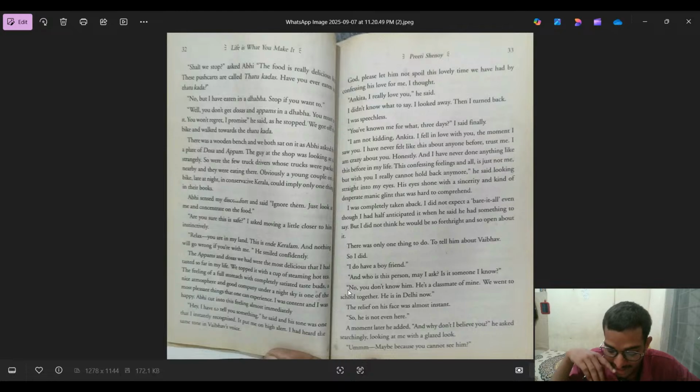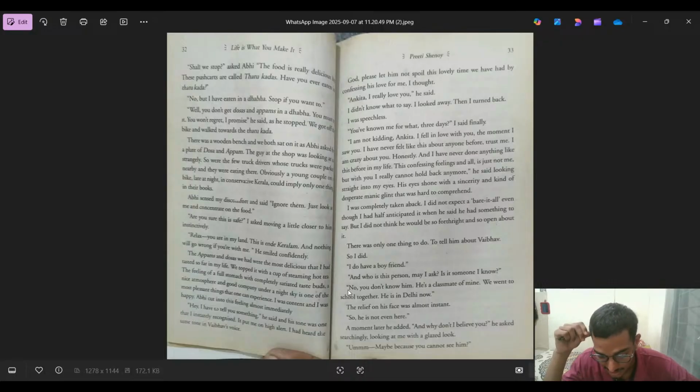I looked away. Then I turned back. I was speechless. "You have known me for what, 3 days?" I said finally. "I'm not kidding, Ankita. I fell in love with you the moment I saw you. I have never felt like this about anyone before. Trust me. I'm crazy about you, honestly, and I have never done anything like this before in my life."